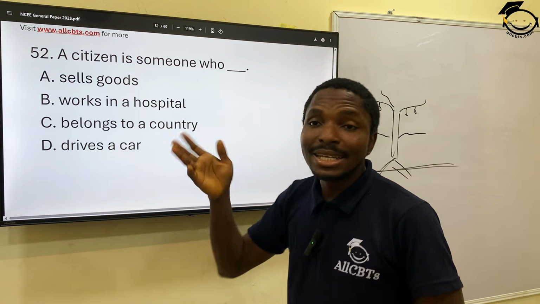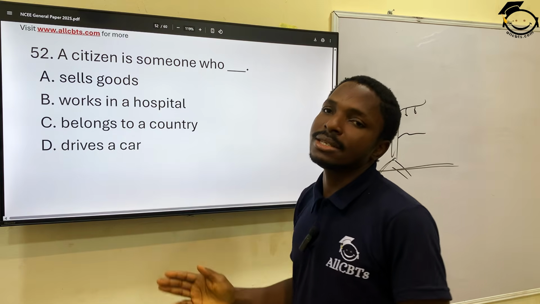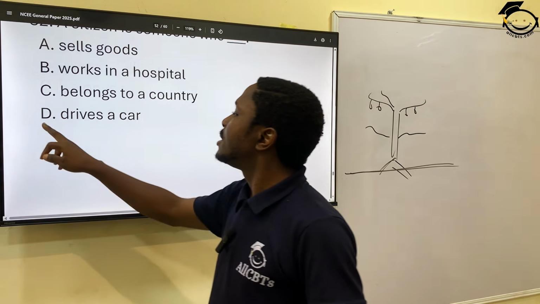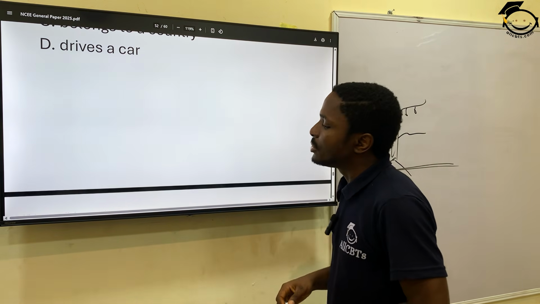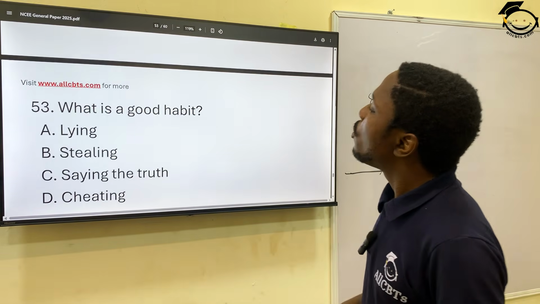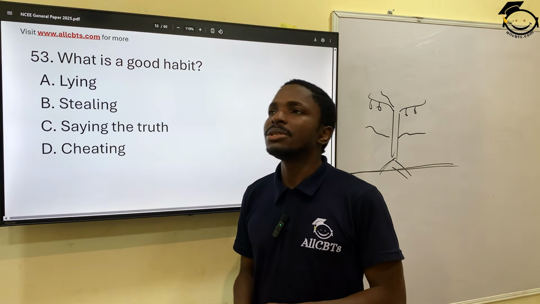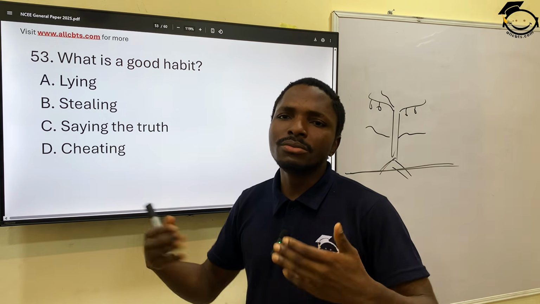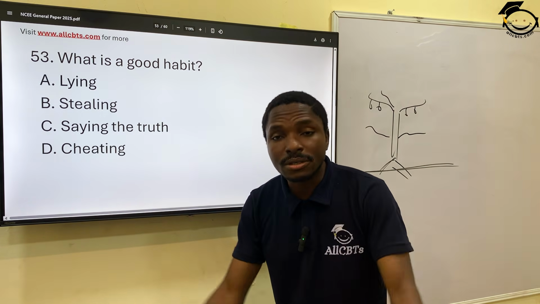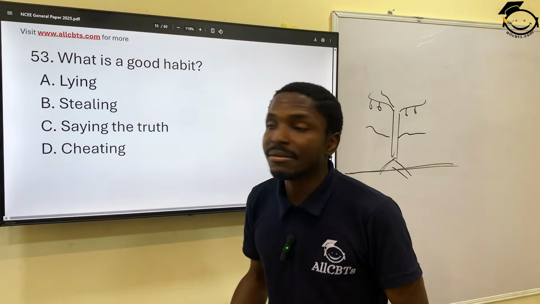So long as he is there legally, yes, he's a citizen of that country. So that is C, belongs to a country. And then 53, what is a good habit? What is a good habit? That means what is something that is good to be done often, or a good way of life?